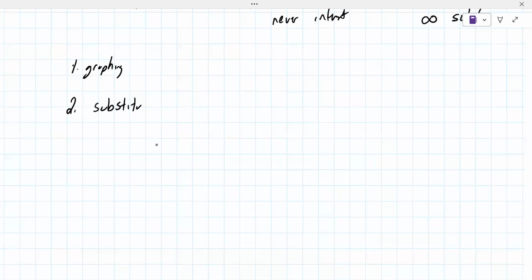Substitution. And maybe we'll get to the third type, which is called elimination, depending on how much we get through.